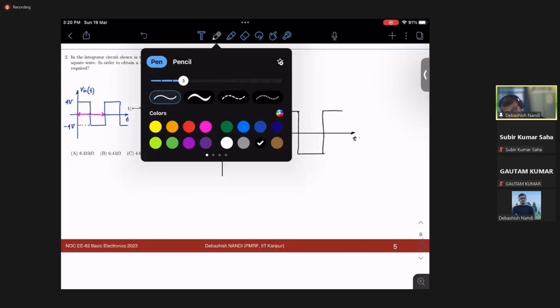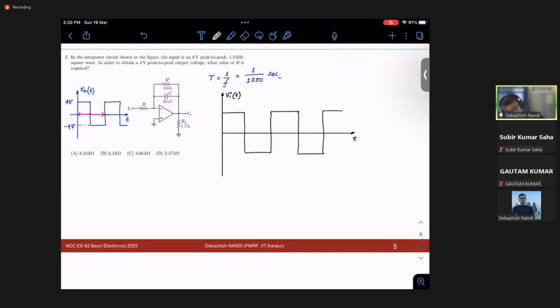Say this is your input and V naught of t is your output. V naught of t is nothing but V i of t passed through an integrator, and we have V naught of t. How will it look like? It will be nothing but a ramp, right? How is this ramp coming, by the way?